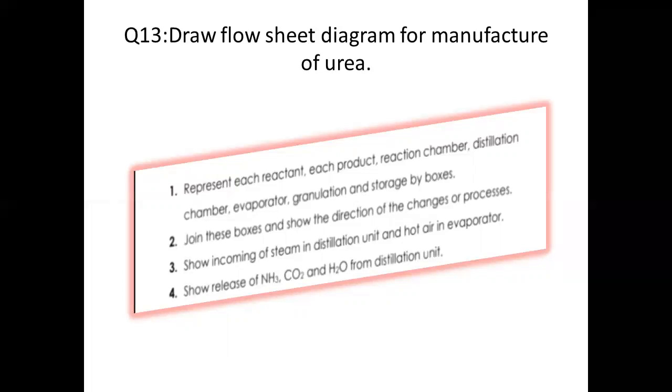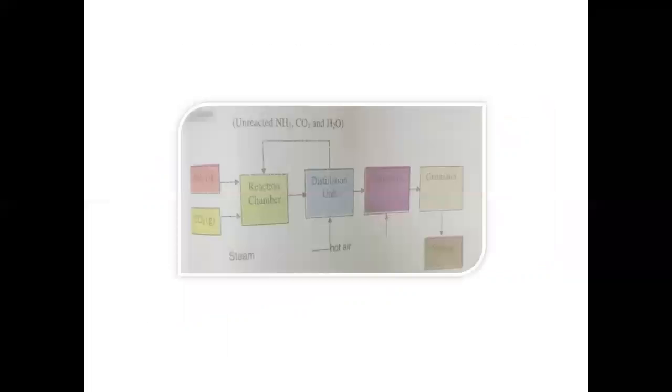Then show the incoming of steam in distillation and hot air in evaporator. In distillation, steam is passed through the urea chamber, while in the evaporator, hot air is passed. So show the release of ammonia, carbon dioxide, and water from the distillation unit. We can see the flow sheet diagram.